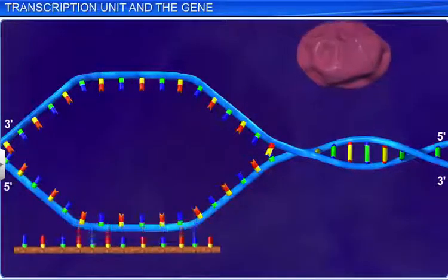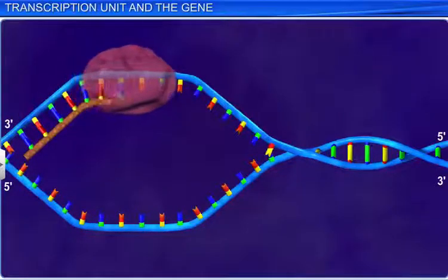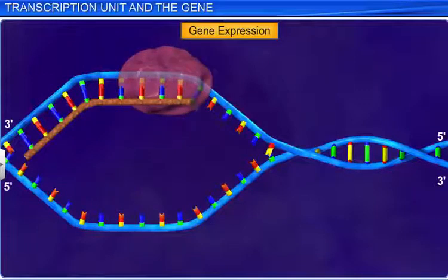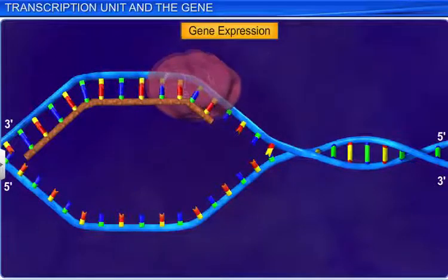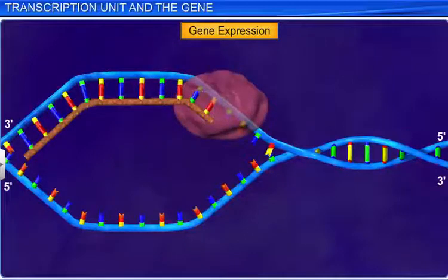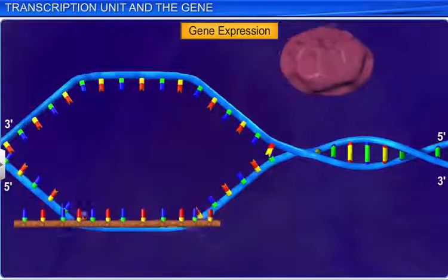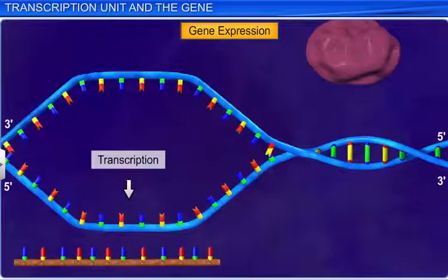Transcription also happens to be the first stage in the process of gene expression, as it helps in the transcription of a gene into messenger RNA and encodes for a protein.